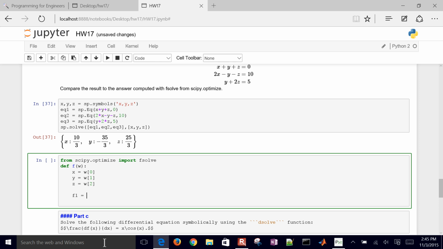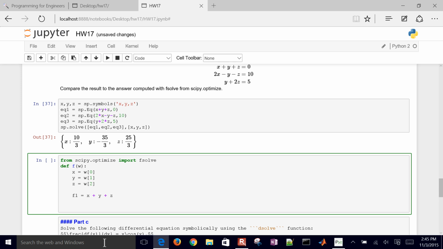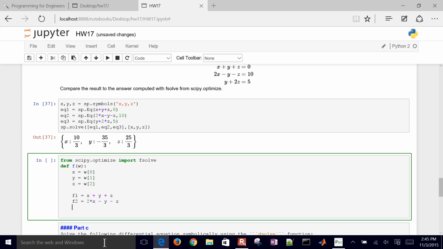I'll say f1 is going to be x plus y plus z. f2 is going to be 2 times x minus y minus z. And f3 will be y plus 2 times z minus 5. Oh, I forgot the minus 10 there as well. Okay, and then I'll return these three, f1, f2, and f3.